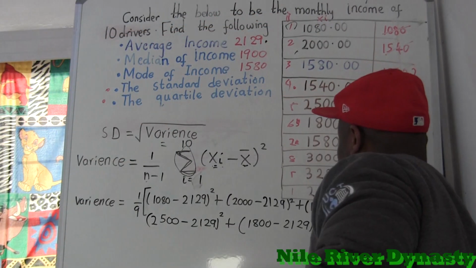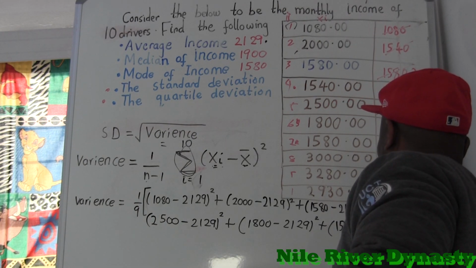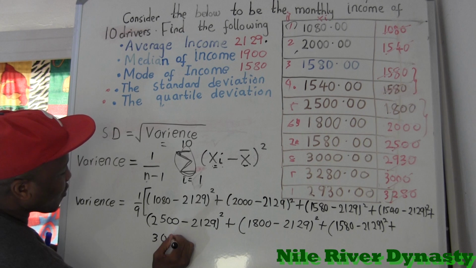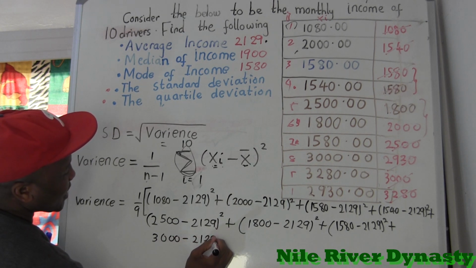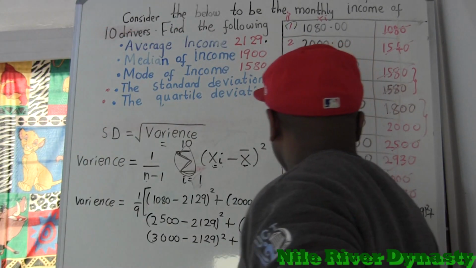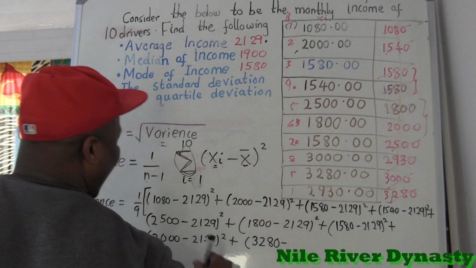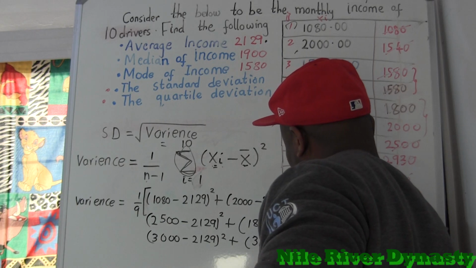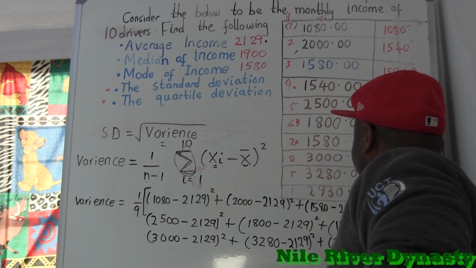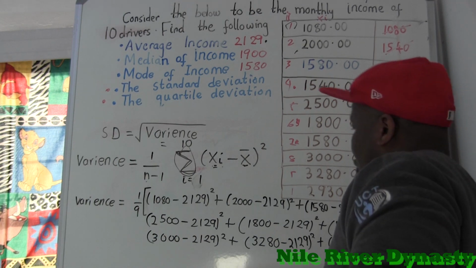And then we go for 1580, and then 2129, plus, then 3,000, minus 2129. Now we go for 3280, minus 2129. Now we go for the last one, 2930, minus 2129, square. And then close your bracket because I opened the bracket.